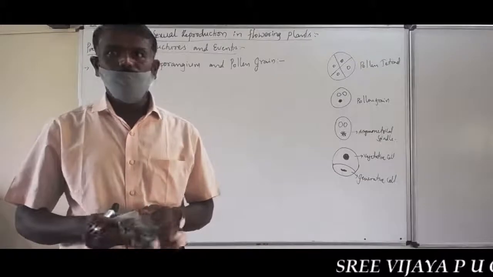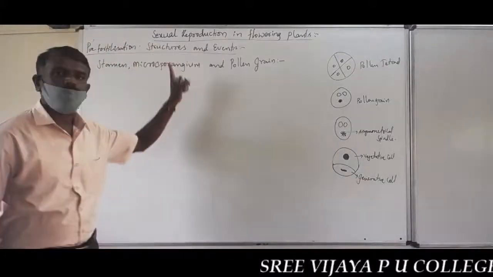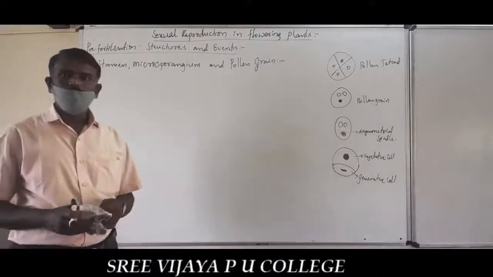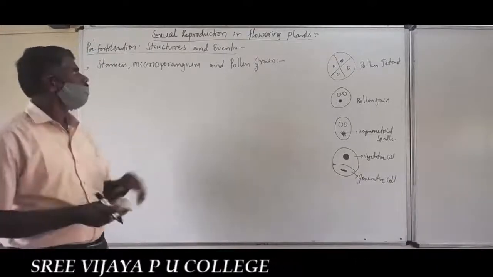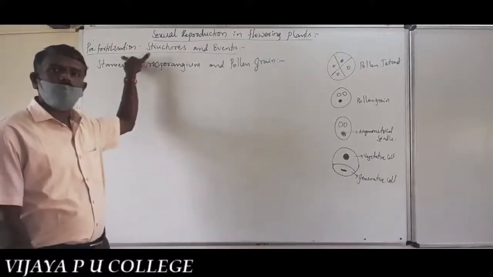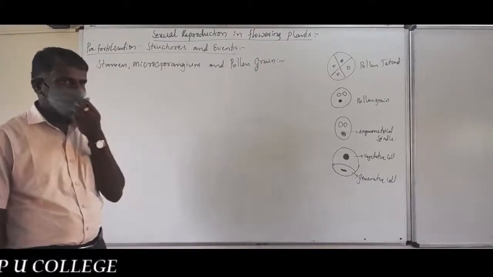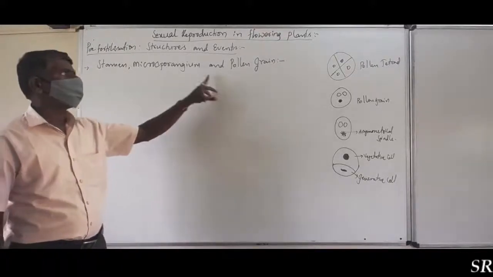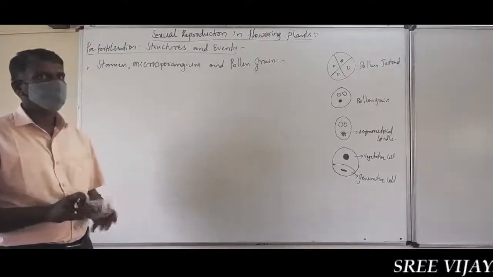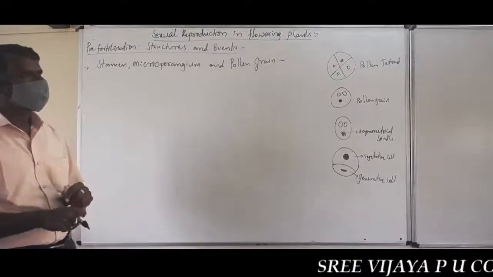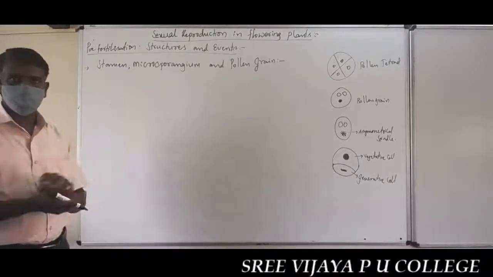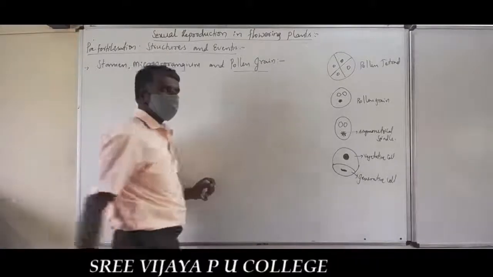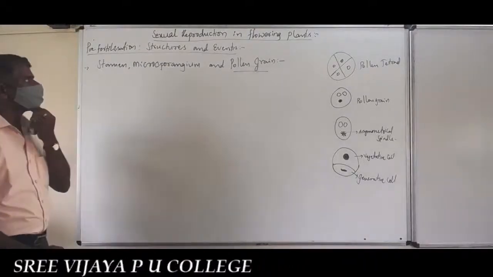It is my second class in this chapter, sexual reproduction in flowering plants. In the last class, we discussed the pre-fertilization structures and events: stamen, microsporangium and pollen grains. Before, we already discussed only stamen and microsporangium. So the remaining one, the pollen grain, we will discuss today.